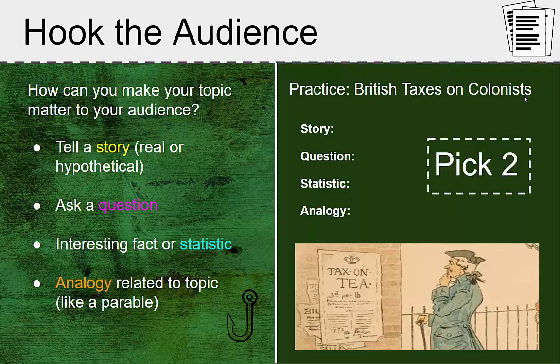Let's have you practice a hook. So I'd like you to pick two of the strategies that are listed here: story, question, statistic, analogy, and write a hook for the topic of the British taxes on the colonists back when they were taxing the tea and taxing the stamps, all those things. Obviously, the colonists had their opinions or their thoughts of that issue, but the British also had a reason for doing it too. So you can make it for either side, really. Just try to pick two hooks to get your audience thinking and get your audience caring about that topic. So pause the video and give that a shot.